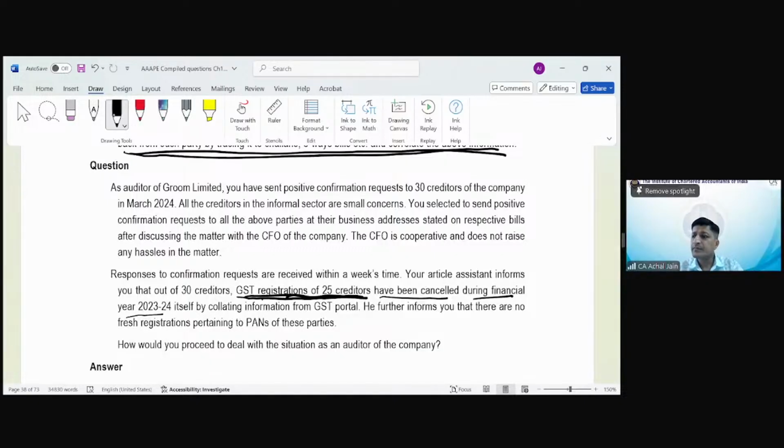Check, sir, why the GST registration of these 25 parties has been cancelled, whether due to invalid returns or fake ITC claims. Anyone else?